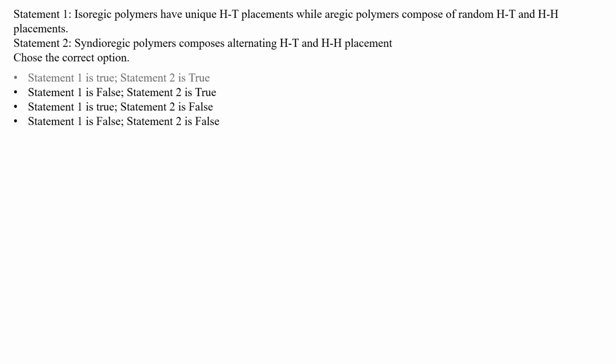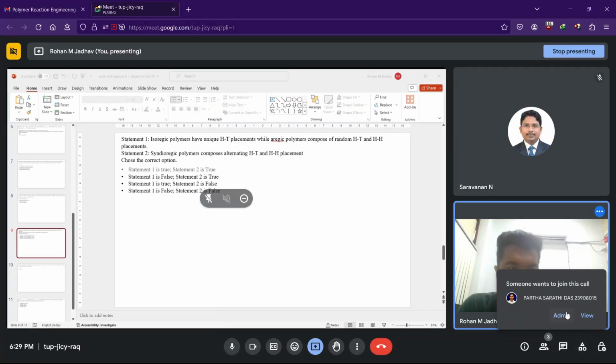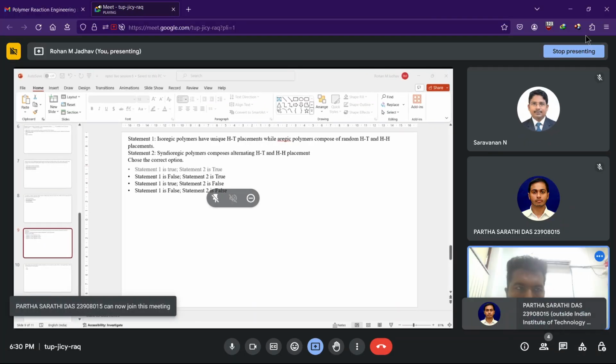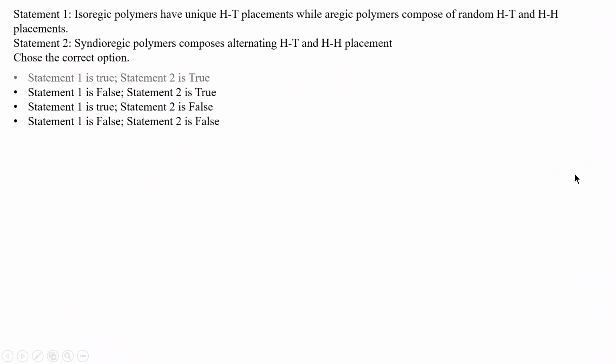Now we have a true or false question. Statement one: isotactic polymers have unique head-tail placement, while atactic polymers are composed of random head-tail and head-head placements. Statement two: syndiotactic polymers are composed of alternating head-tail and head-head placement. Choose the correct option.